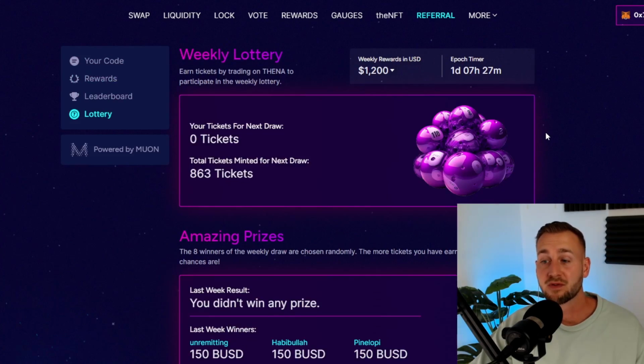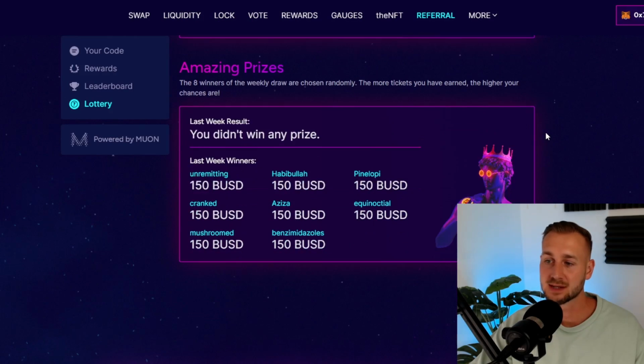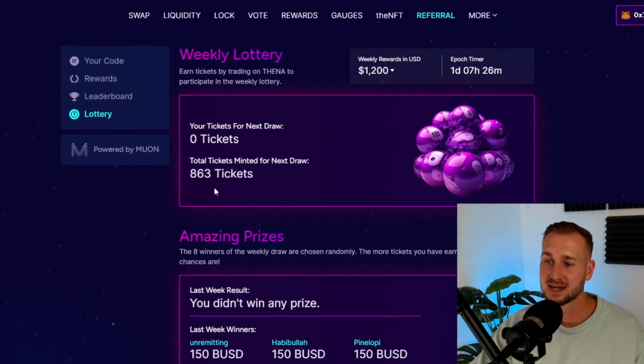If you use a referral link and you do some trading on the DEX itself, you can earn lottery tickets. This was the previous week's lottery, 8 winners of 150 BUSD a piece and only 863 entrants in there. Full terms come to the referral page and you can read all about this, but there's benefits for being the person referring and also being referred.